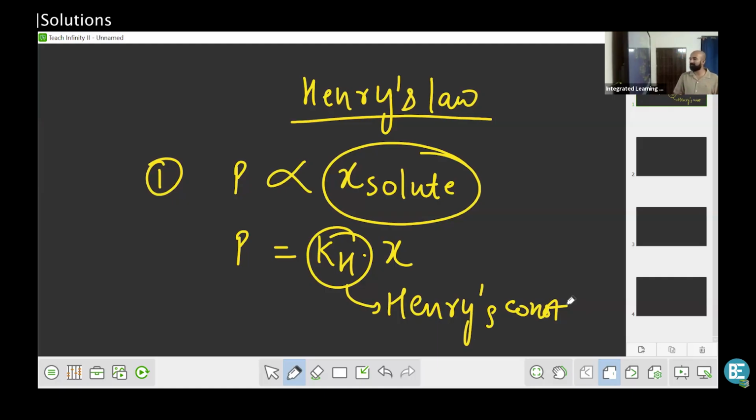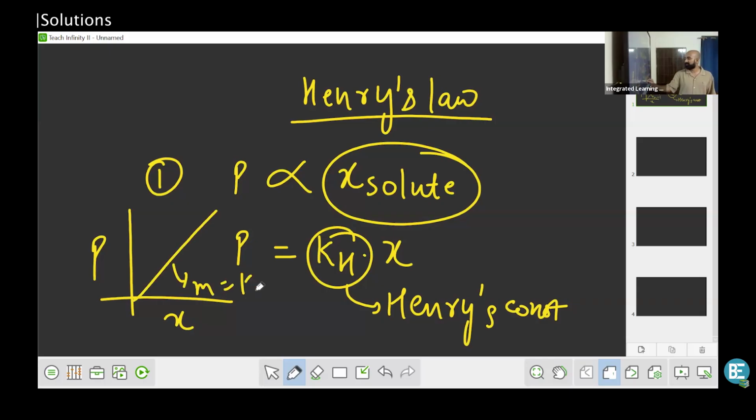And one more thing we did learn in the last class: if we draw the pressure versus mole fraction graph, it is a y is equal to mx graph. So this is a straight line graph where the slope is Henry's constant. Slope is represented by m. So we did cover this in the last class, right?